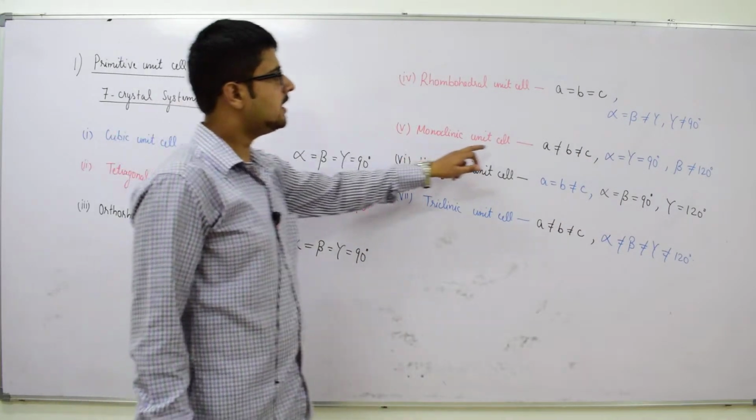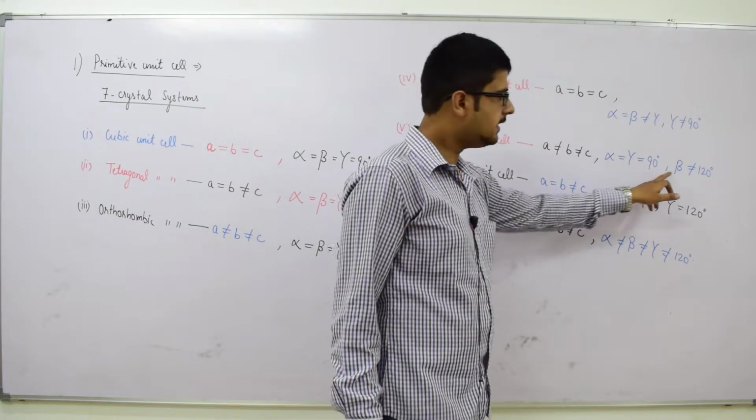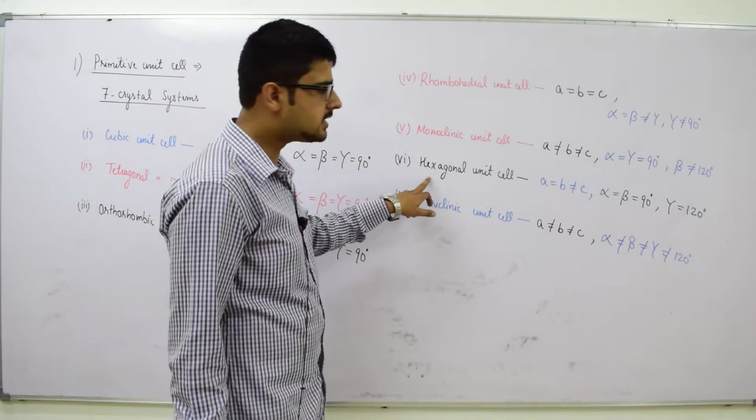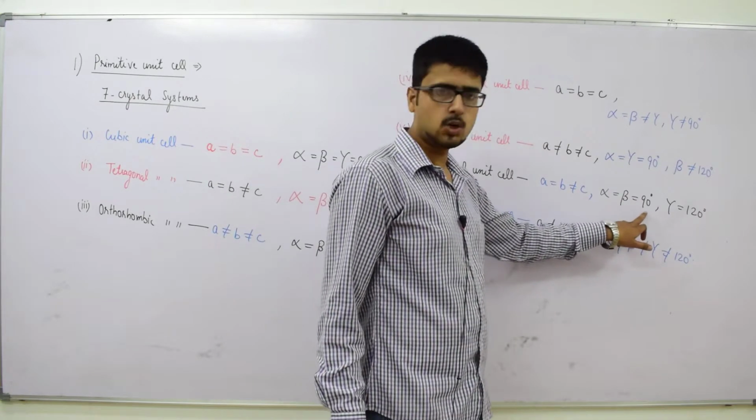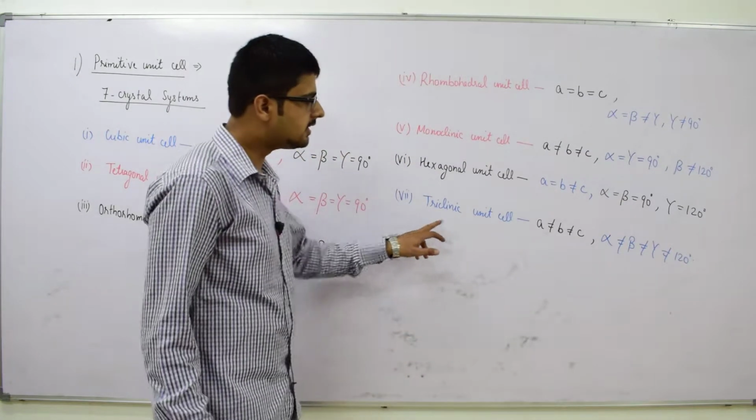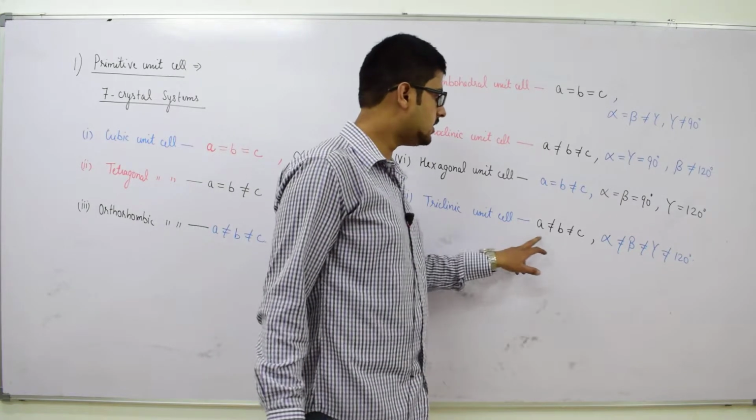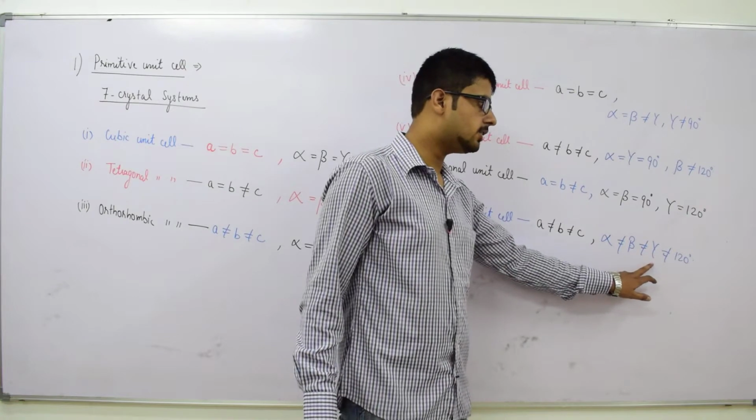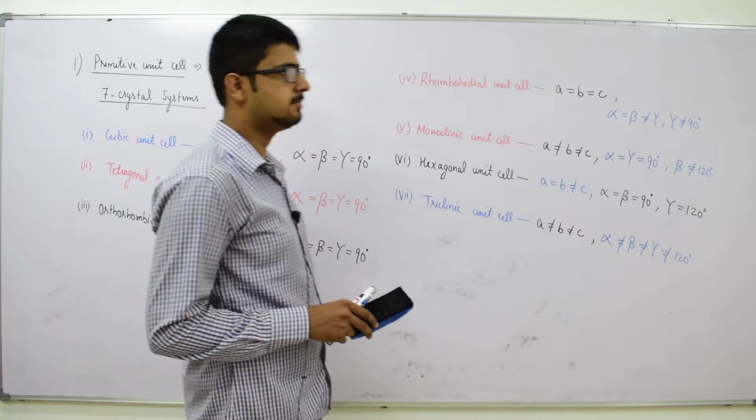Monoclinic unit cell, A is equal to B is not equal to C and alpha is equal to gamma is equal to 90, beta is not equal to 120. Hexagonal unit cell, A is equal to B is not equal to C and alpha is equal to beta is equal to 90, gamma is equal to 120 degree. And triclinic unit cell, it is the most irregular arrangement, that is A is not equal to B is not equal to C and alpha is not equal to beta is not equal to gamma is not equal to 120 degree, the most irregular arrangement.